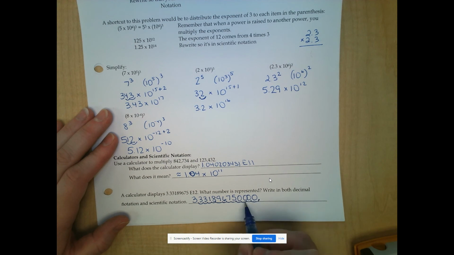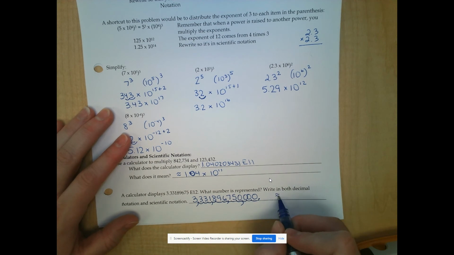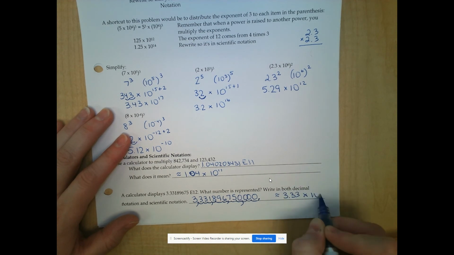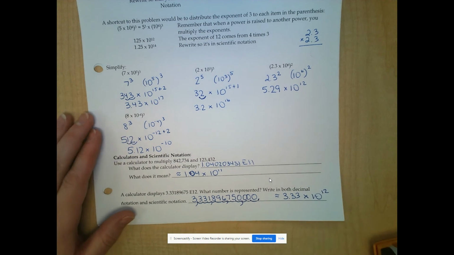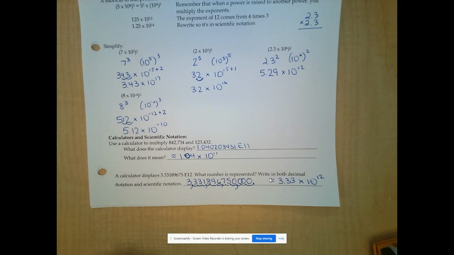That number is very large, which is why we use scientific notation. We could also write approximately 3.33 times 10 to the 12th. So the calculator is going to shorten things up for us because the calculator screen might not have enough digits to actually show all of the numbers.